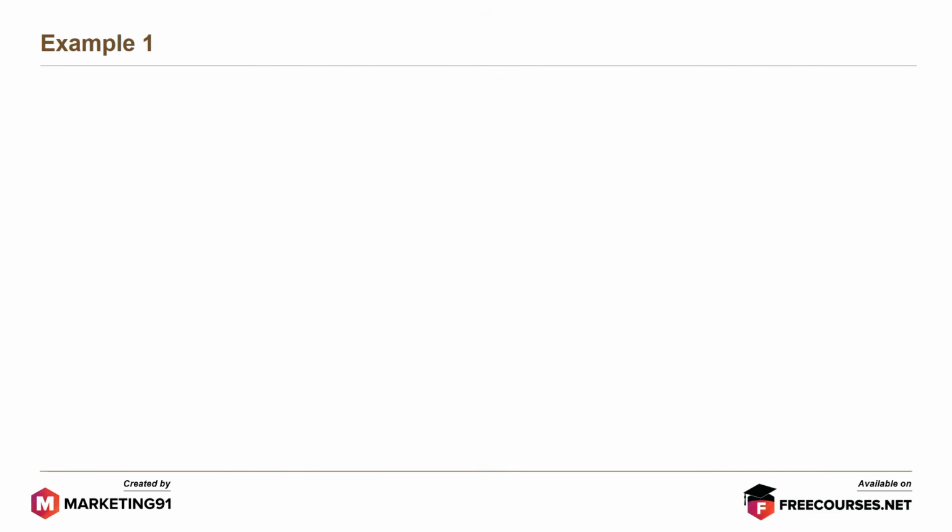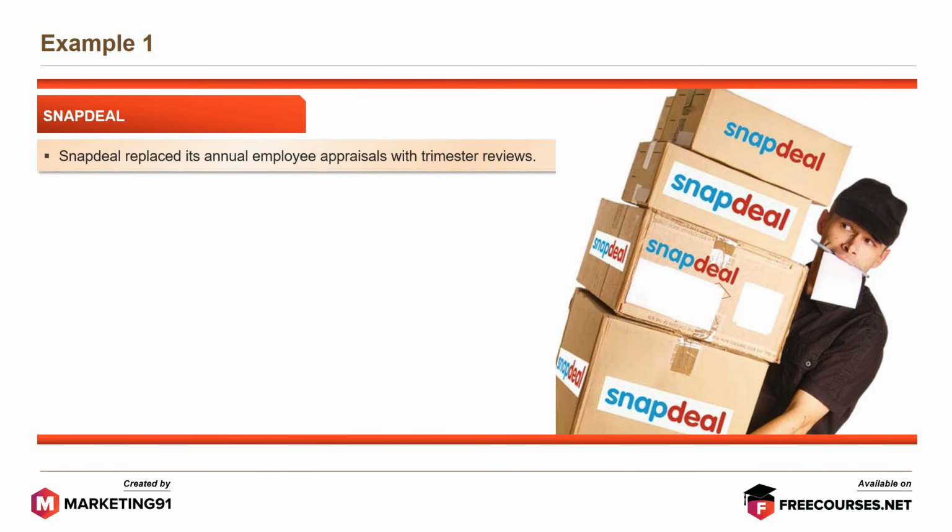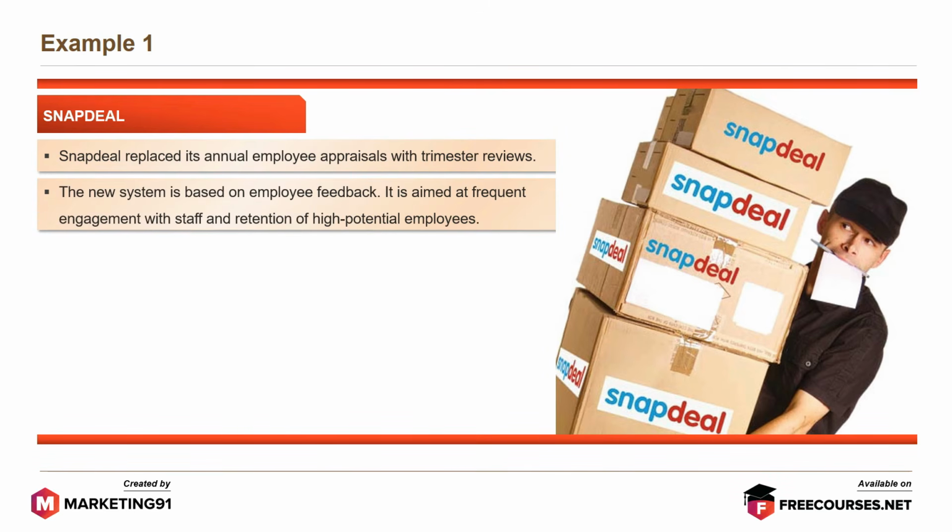Let's take a look at some examples of performance appraisal methods in companies. The first example is of Snapdeal. Snapdeal replaced its annual employee appraisals with trimester reviews. The new system is based on employee feedback. It is aimed at frequent engagement with staff and retention of high potential employees.